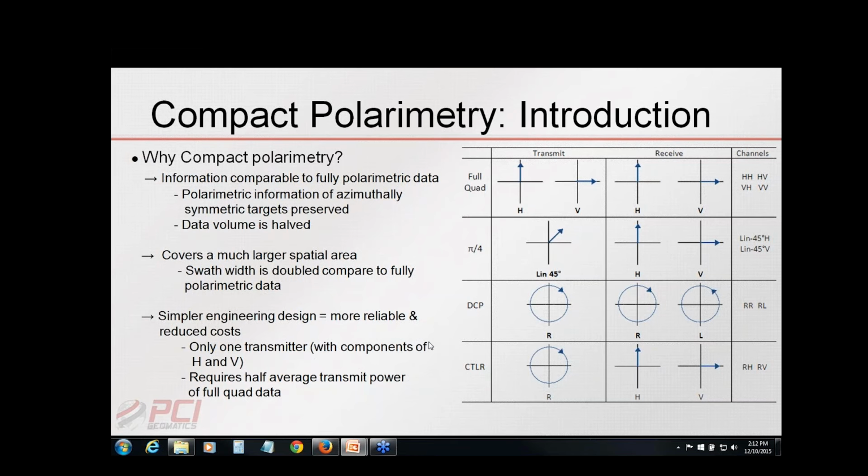So we have a larger spatial coverage with the compact pole mode. And one of the main reasons is that these are systems that are simpler to build, and this at reduced cost. There is less engineering involved.